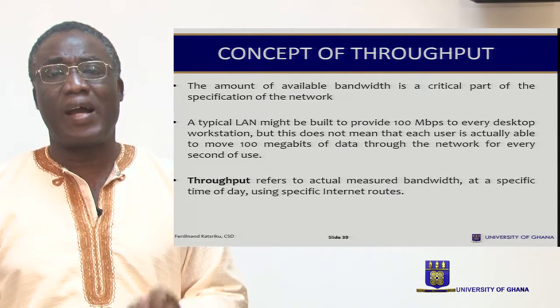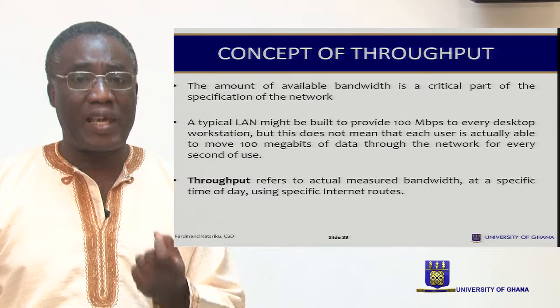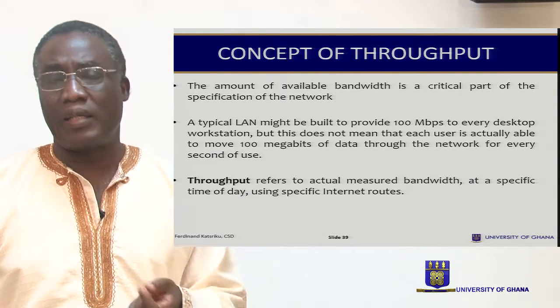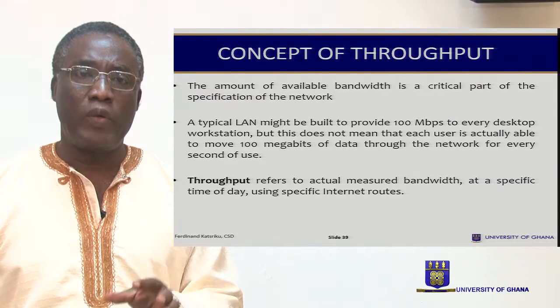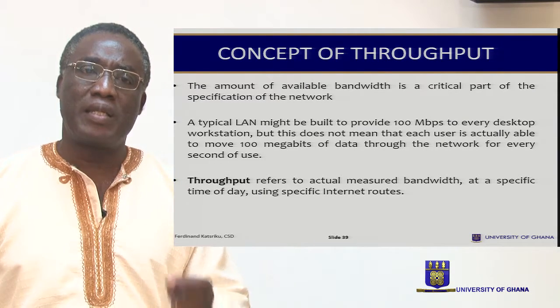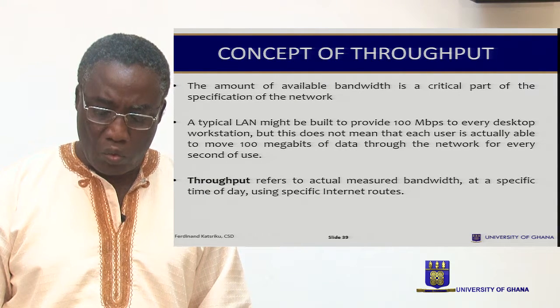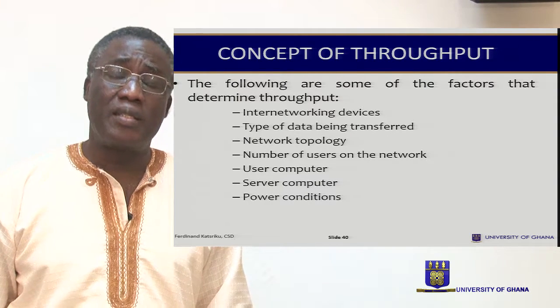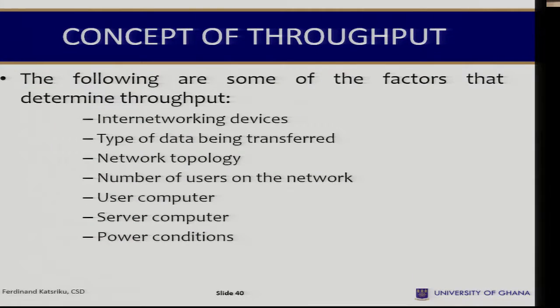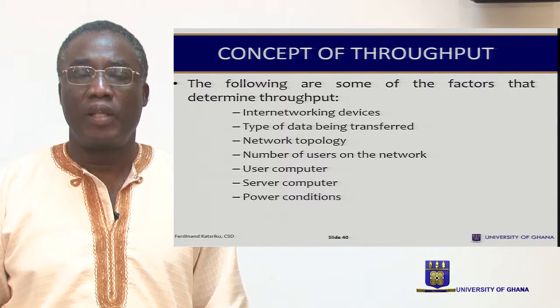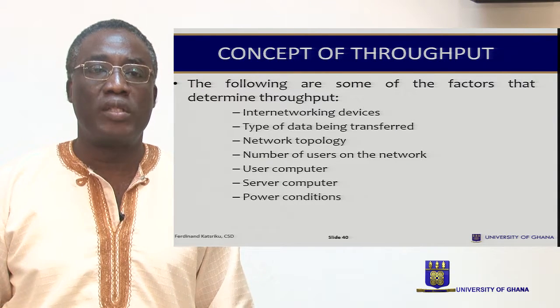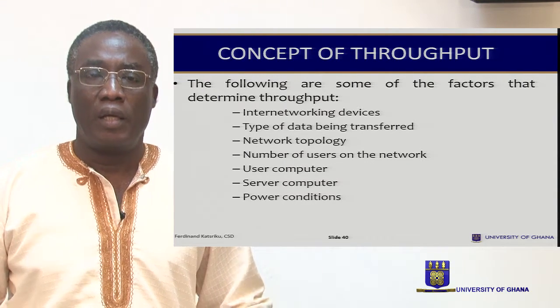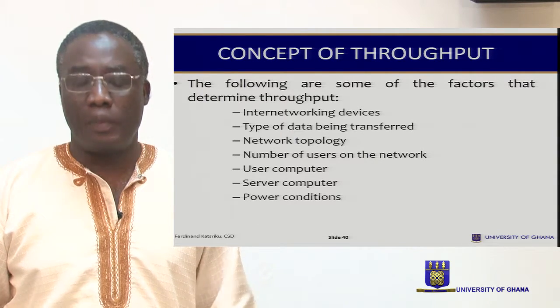So the throughput refers to the actual measured bandwidth at a specific time of day using specific internet routes. So throughput and bandwidth, though similar, one measures the actual and the other refers to what? What you get under ideal conditions. In most instances, the throughput is far less than what has been advertised. There are a number of factors that determine throughput: the internetworking devices, the type of data being transferred, the network topology, the number of users on the network, user computers, the server computer, and the power conditions.